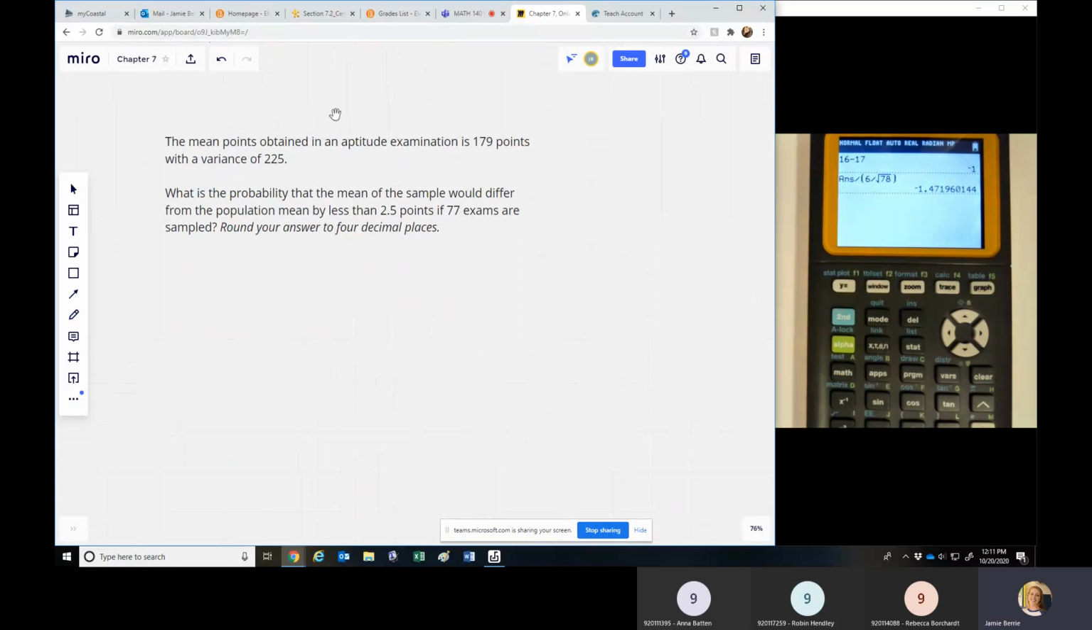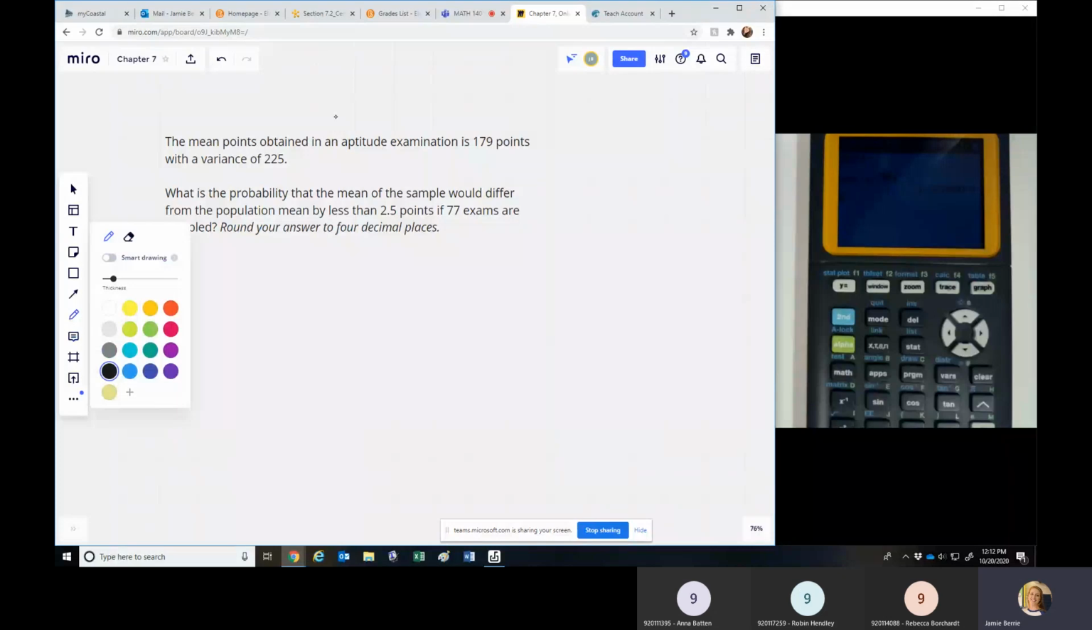It says, and it should sound familiar, the mean points obtained in an aptitude examination is 179 points with a variance of 225. What is the probability? All right, so probability, we know the answer is going to be a number between 0 and 1. What is the probability that the mean of the sample would differ from the population mean by less than 2.5 points if 77 exams are sampled?